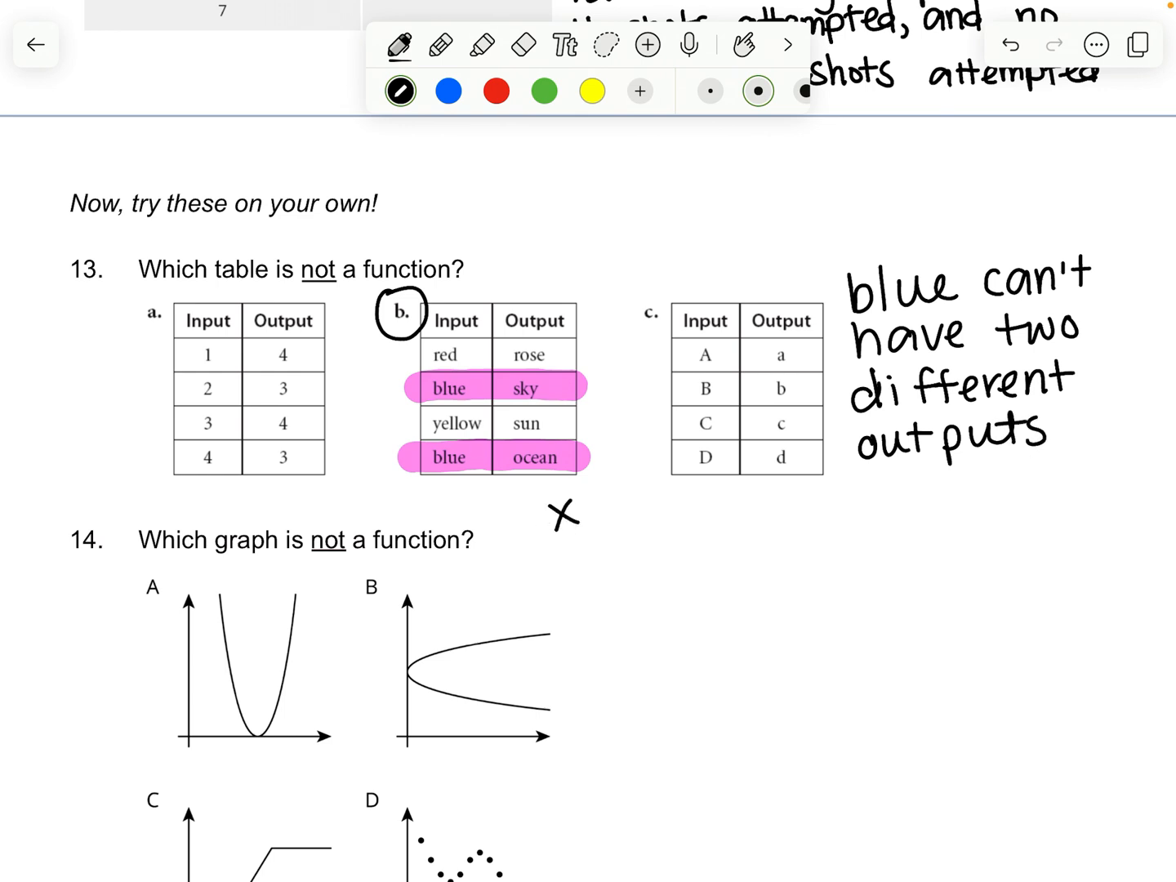I'm also going to make this little note because I feel like we've gotten to the point where I'm able to say this: if an input repeats, that's typically a red sign. Actually, I'm not going to put that, but I just wanted to say that.